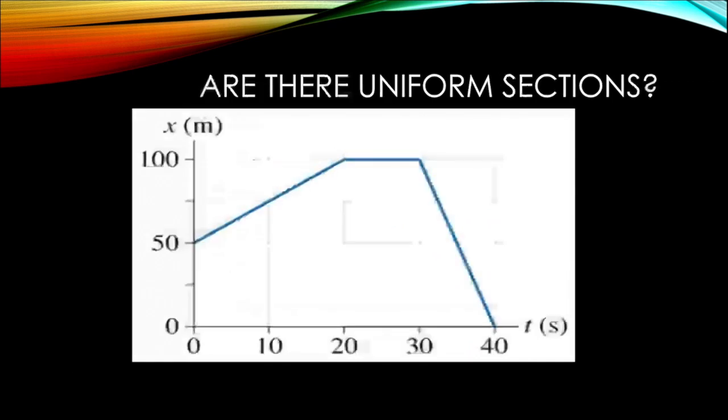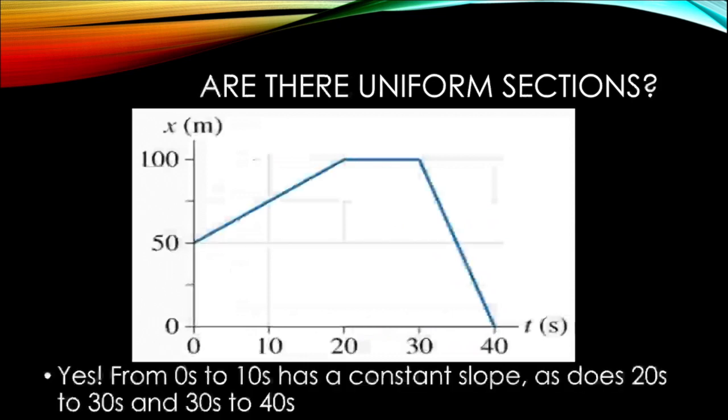But does it have uniform sections? In this graph, we may not have uniform motion overall, but if we look at only 0 to 20 seconds, that is a straight line. If we look at only 20 to 30, that is also a straight line. And from 30 to 40 is also a straight line. So this may not be uniform motion, but it has uniform sections.